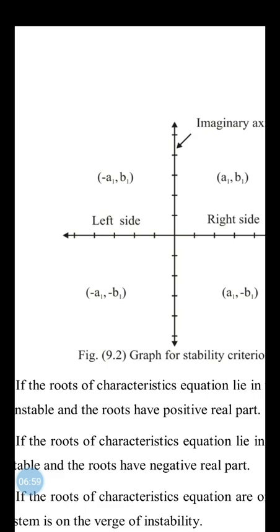So there are two things. When the roots are to the right side, the system is unstable. When the roots are to the left, the system is stable. Second, if the roots of this characteristic equation have a positive real part, the system is unstable. If these roots have a negative real part, the system is stable.